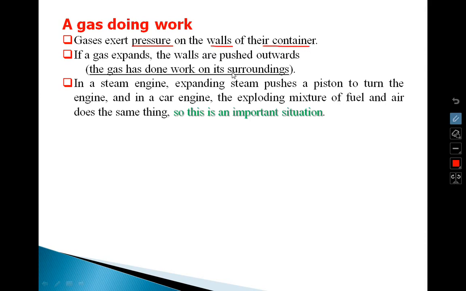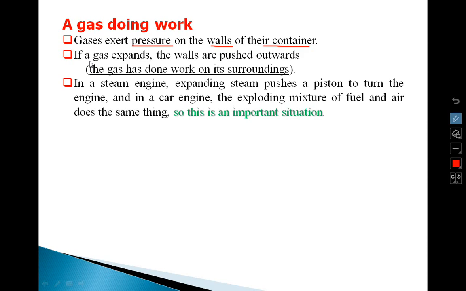So there is work on its surroundings. If the gas expands, the walls are pushed outwards. So we can say the gas has done work on its surroundings.